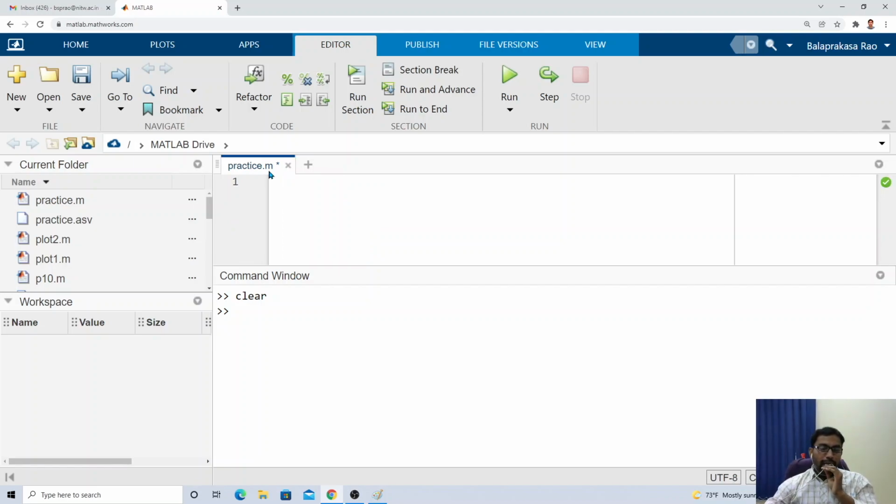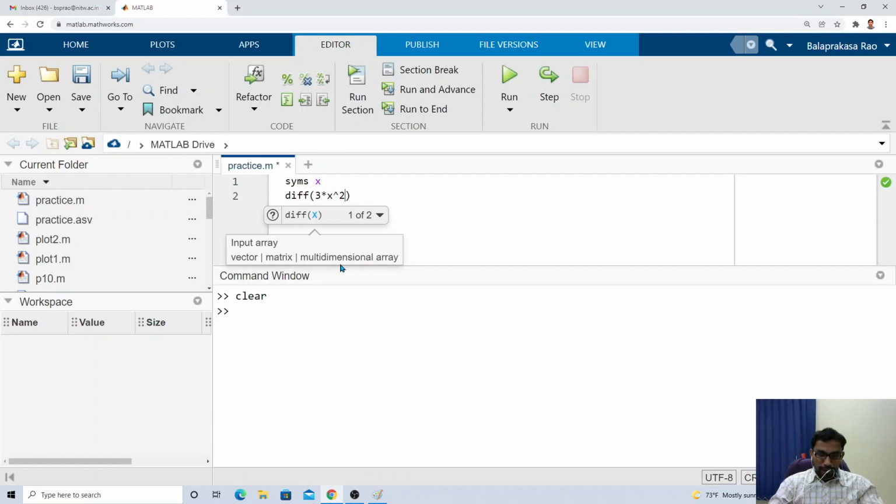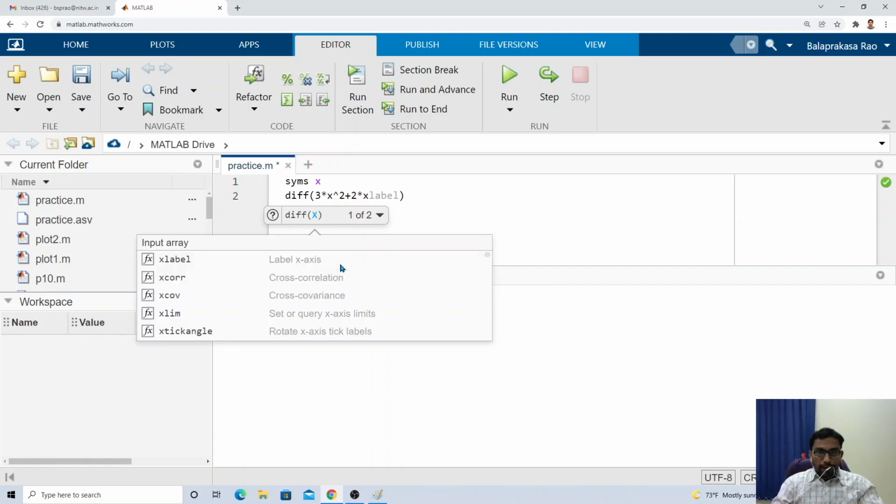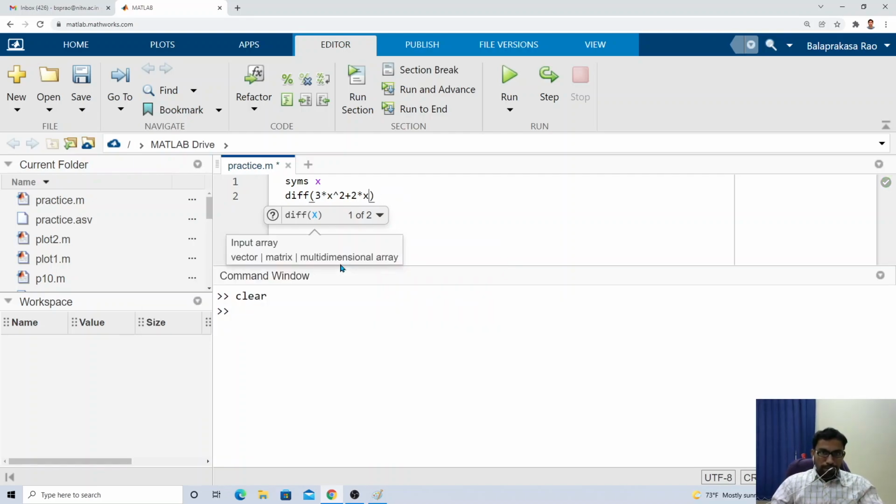differentiations. So Matlab supports a function called diff for calculating the differential of some equation. Let me define a symbolic variable x. Let me directly give the equation to this function instead of defining the equation and passing it to the function. So let me define the equation 3 times x square plus 2 times x. So let us run this.